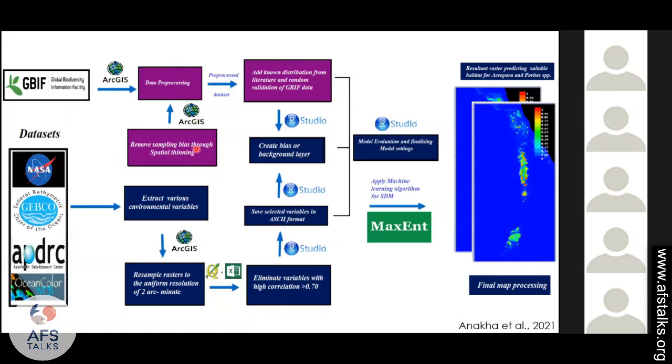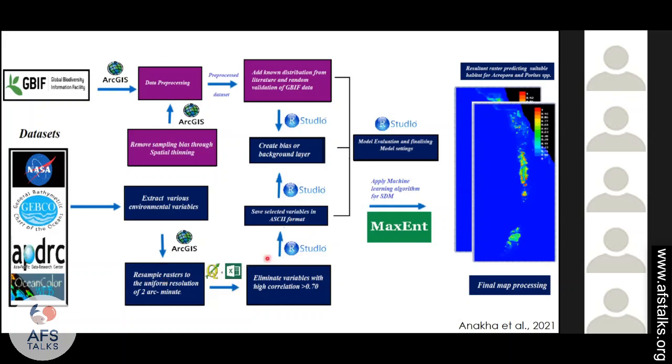And we removed the sampling bias, because there will always be some human bias or instrumental bias. We have to be extremely careful with bias while doing SDM. We removed the sampling bias using a process called spatial thinning. And we extracted the various environmental variables and resampled the rasters to a uniform resolution, because that's a mandatory step. We need uniform resolution and even uniform cell size, so that all our environmental layers are similar.